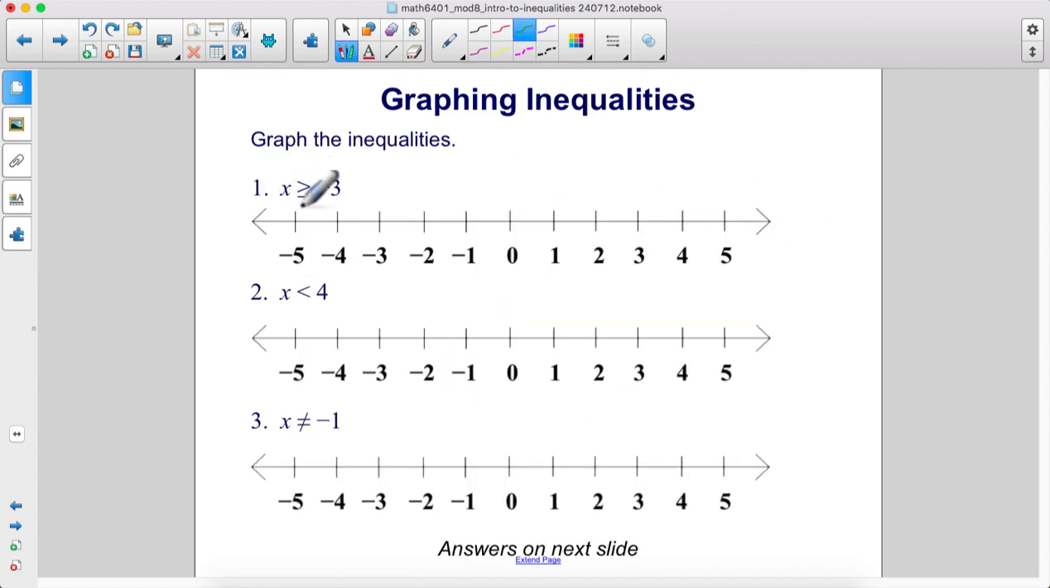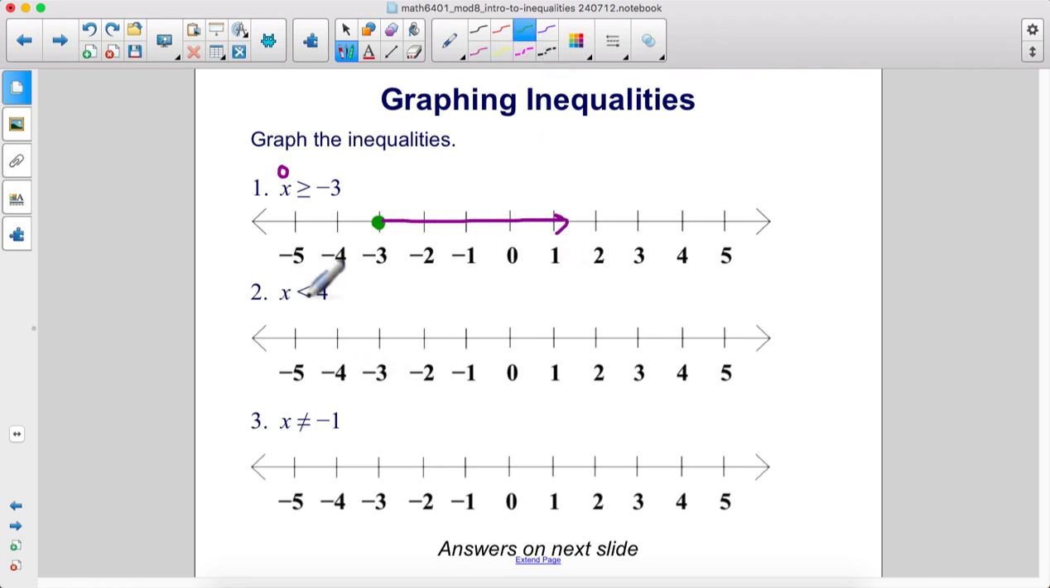x is greater than or equal to negative 3. Since there's that little equal sign here, that means we're going to use a closed circle, since negative 3 is a solution. Let's test out 0. 0 is greater than negative 3. Therefore, the solutions are to the right.